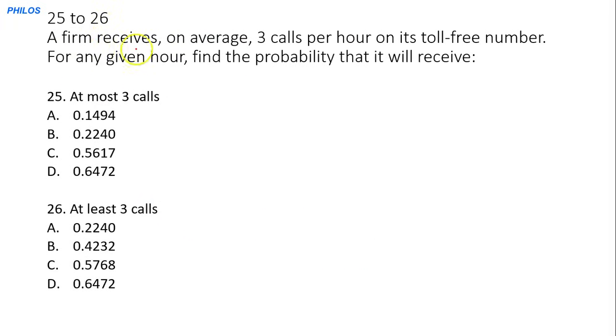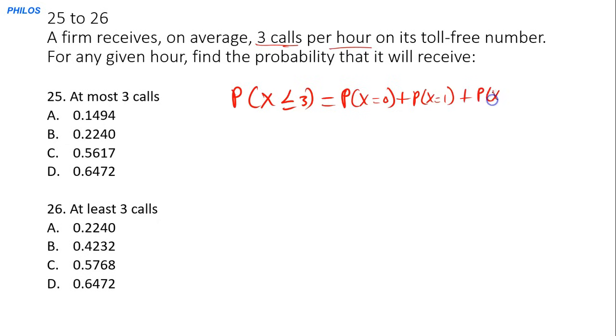Question 25: A firm receives on average 3 calls per hour on its toll-free number. For any given hour, find the probability that it will receive at most 3 calls. To get at most 3 calls, at most 3 means the probability that x is less than or equal to 3. It means the maximum should be 3. That's the meaning of at most. So it should be less than or equal to 3. And the probability that x is less than or equal to 3 will be equal to the probability that x is exactly 0, or exactly 1, or exactly 2, or exactly 3.